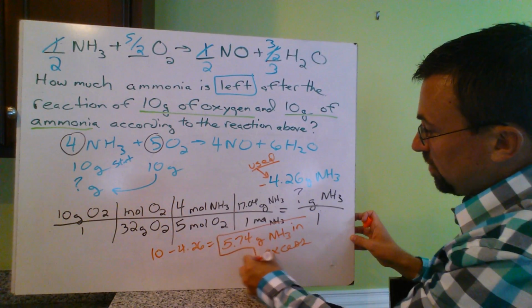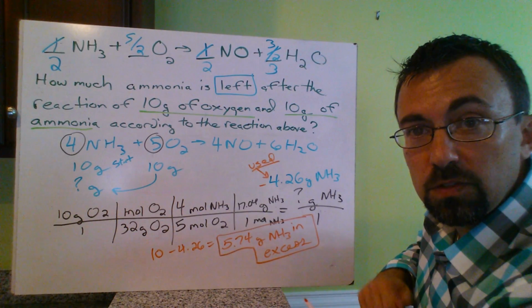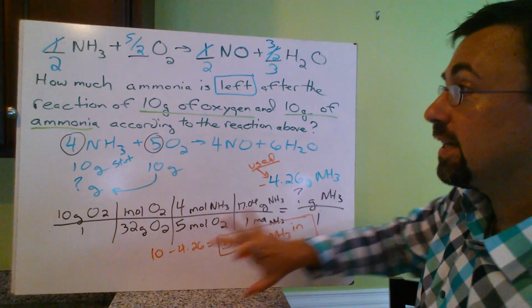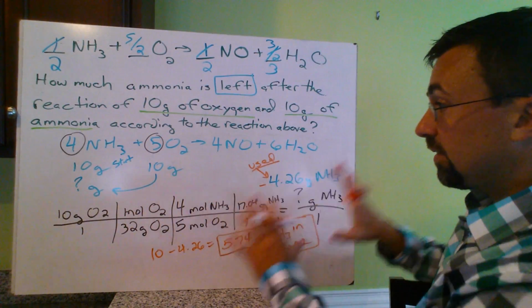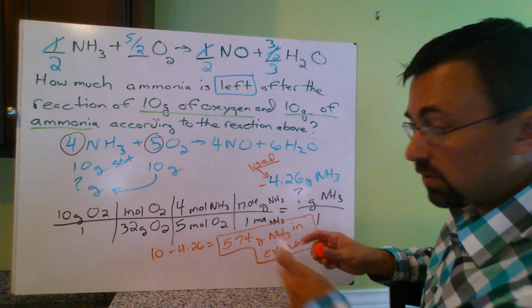There's 5, assuming I did my math right in my head, there's 5.74 grams of ammonia in excess or left at the end of the reaction. So just remember that extra step. I really wanted to emphasize in this video that reactants are what disappears, products are what appears.